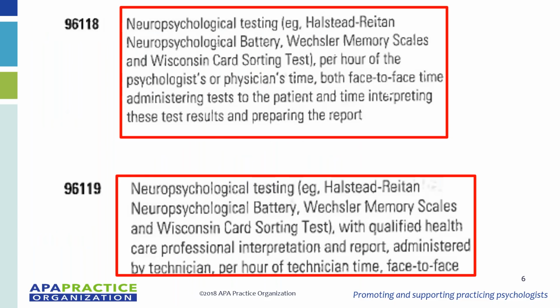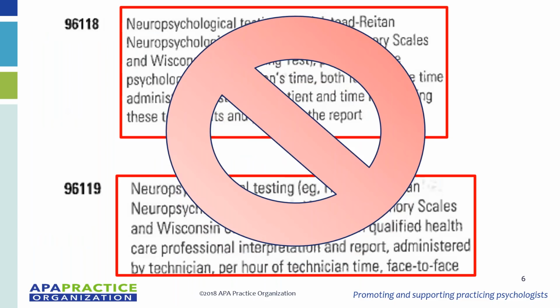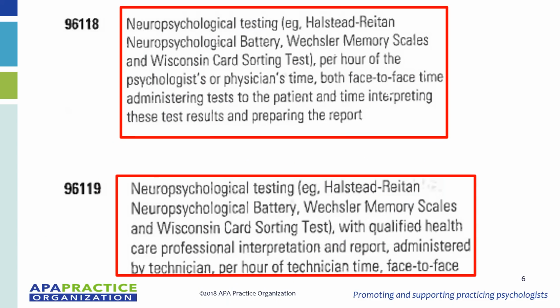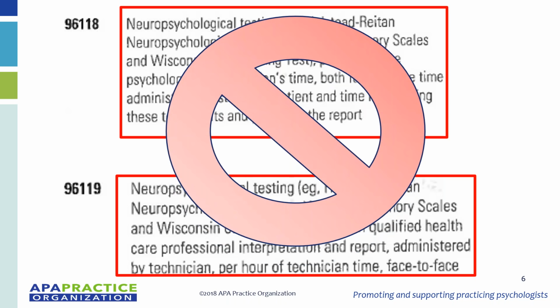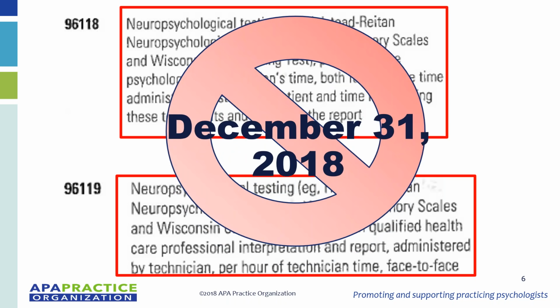Next slide. So here's our old, soon-to-be old code structure, 96118 and 96119. And we want to make the point that after December 31st, 2018, these codes will be deleted and will no longer be applicable. So there is no grace period. That's right, no grace period. Thanks a lot for throwing away all that work.